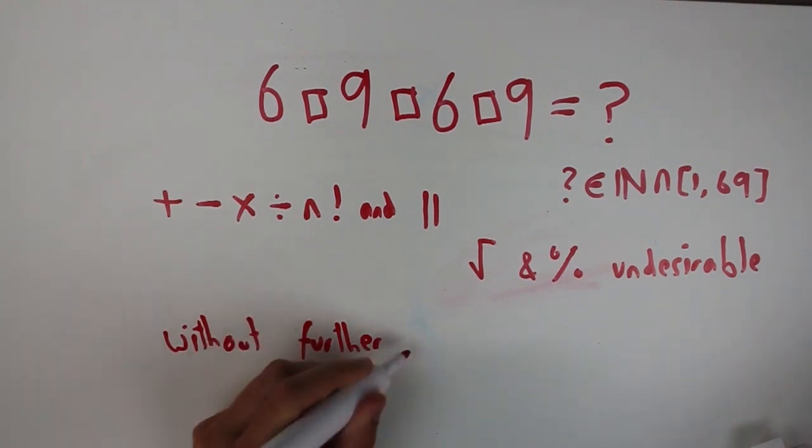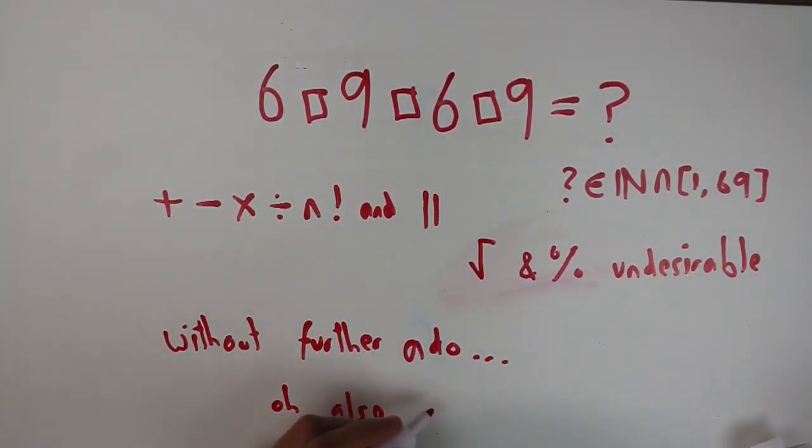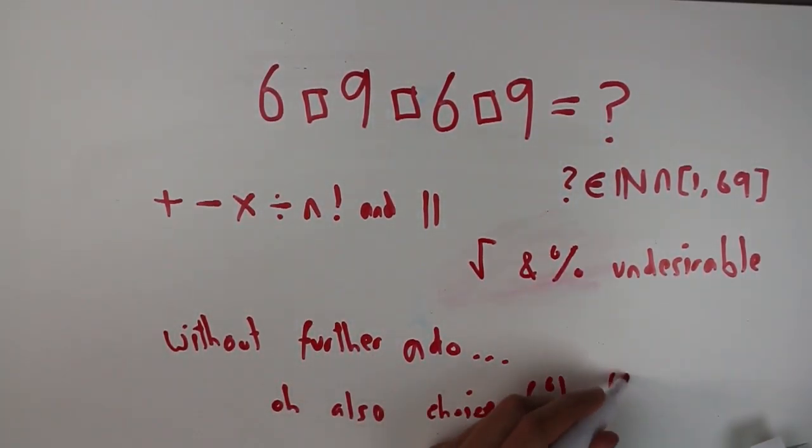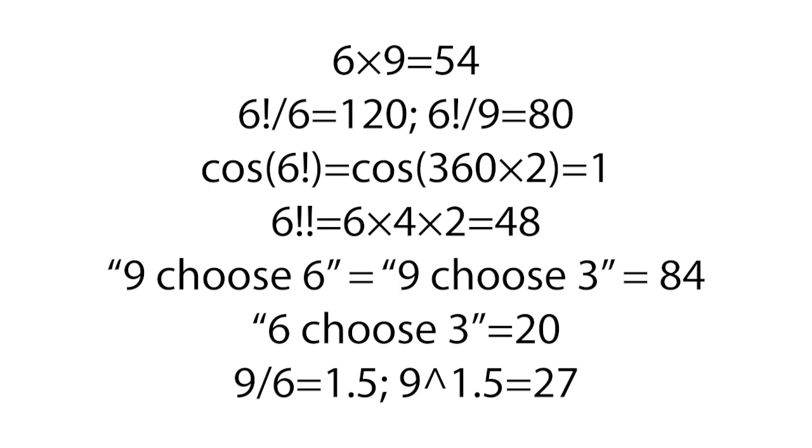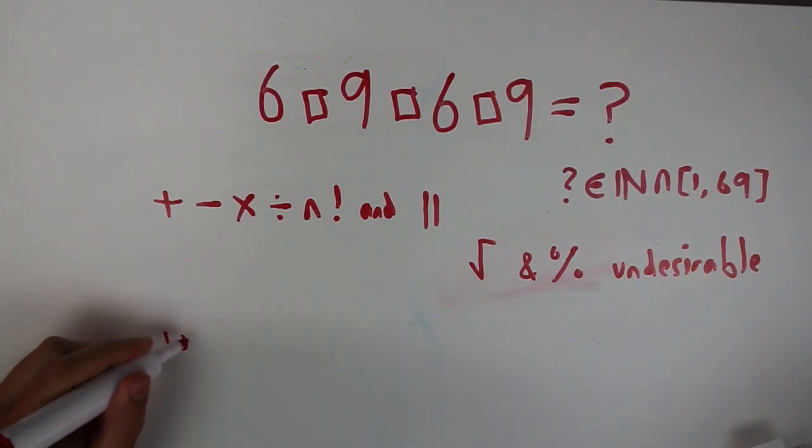So without further ado, also I'll be using binomial coefficients, aka the choose function from combinatorics, and also trig functions in degrees because they're handy sometimes. Here are a few important results that will come up a lot, and now, without further ado, 1 is 69 over 69.